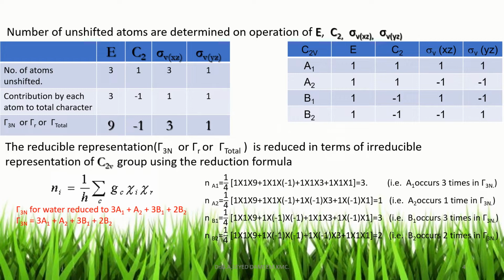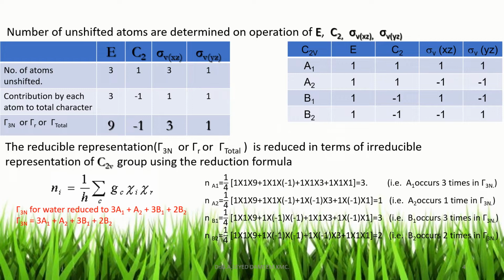For sigma v yz, the plane which is in between the two hydrogen atoms and passes through the oxygen atom, on operation of this plane the hydrogen atoms are shifted and the oxygen is not shifted, so the number of atoms unshifted is 1, that is the oxygen atom. Now this number is multiplied by the contribution by each atom to the total character. Each element has its own contribution per atom. For the identity operation, multiplying 3 and 3 gives the total character, that is gamma 3n, or gamma r, or gamma total.